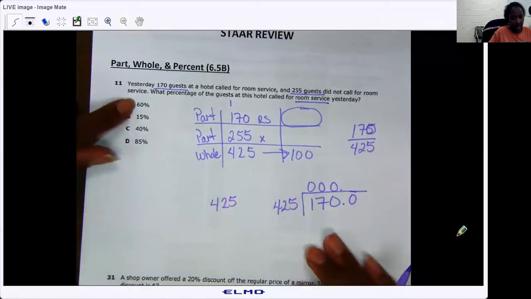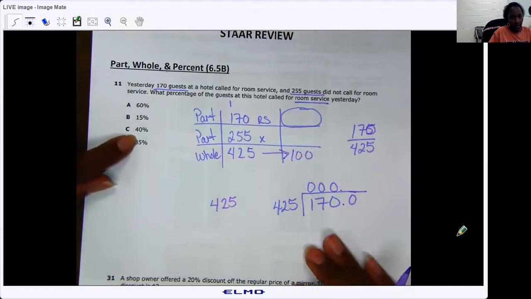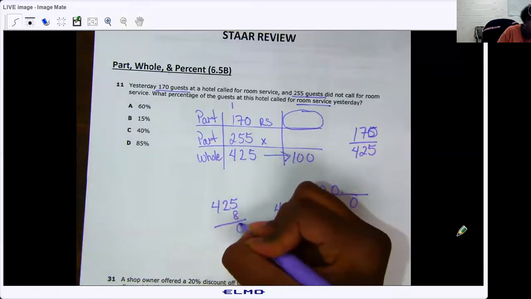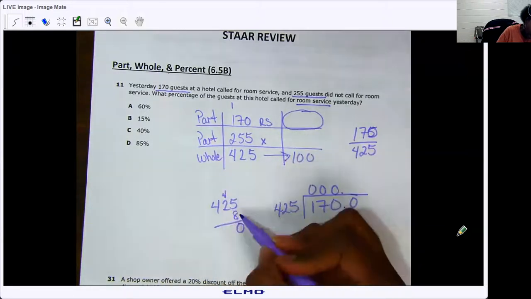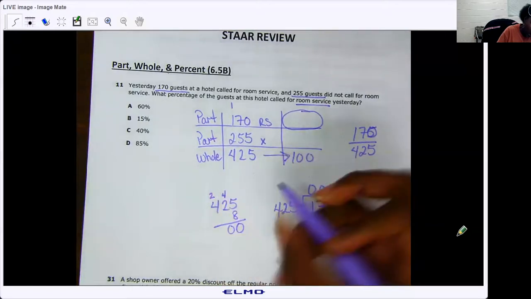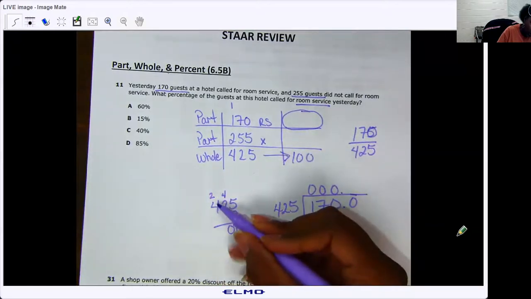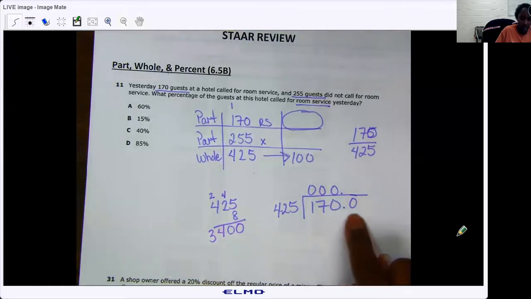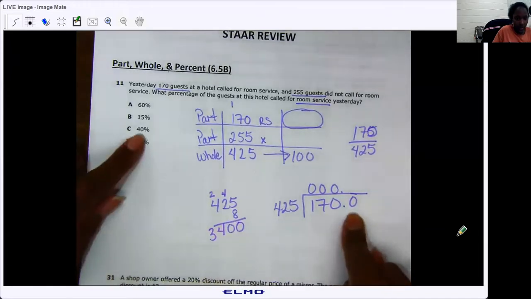If I'm looking at my answer choices over here, let's start with the biggest one, an 8. Let's multiply it by 8. 8 times 5 is 40. 8 times 2 is 16, plus 4 is 20. 8 times 4 is 32, plus 2 is 34. Okay, ooh, way too big. All right, let's go down a little bit. Let's try the 4.